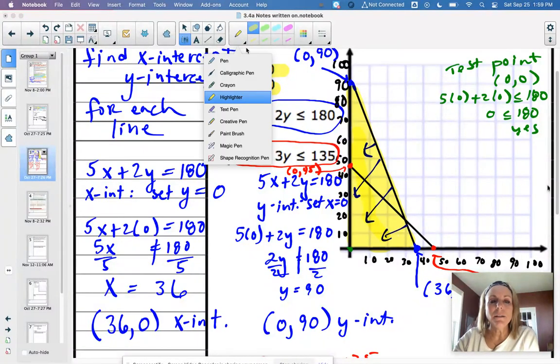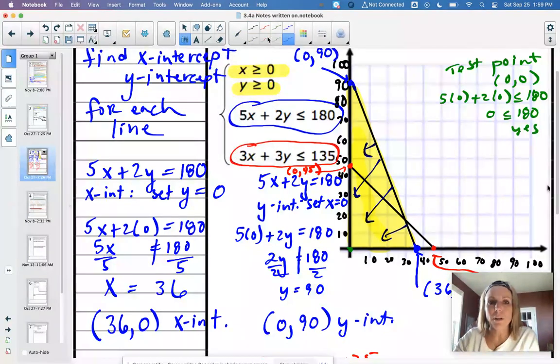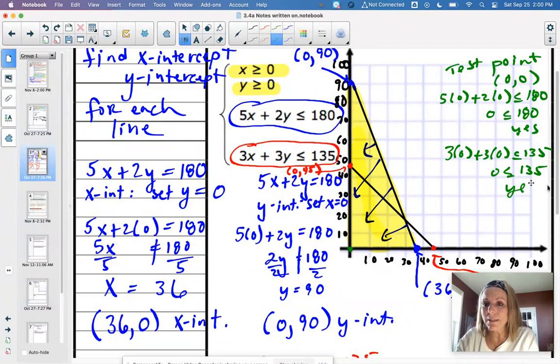So now the red line, again, we're going to use 0, 0 to test. So that's 3 times 0 plus 3 times 0. Is 0 less than or equal to 135? Yes. So for the red line, we also have to shade below. So there we go. And like I've done in class, where the yellow and the blue overlap, it turns to green. And then that is the solution. So the green is it.